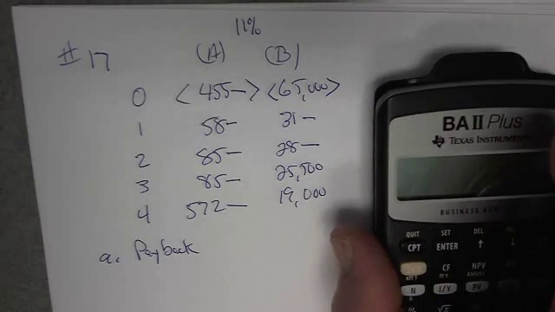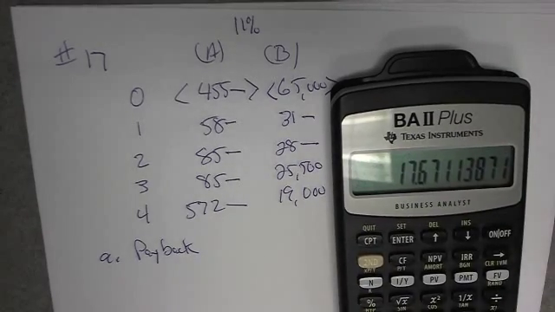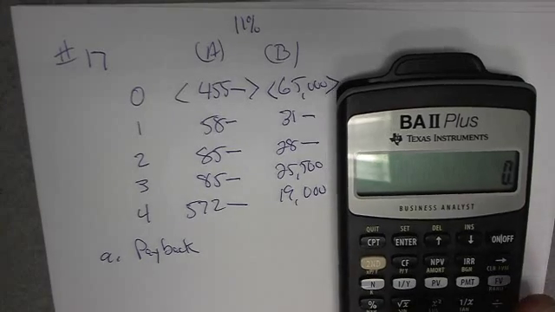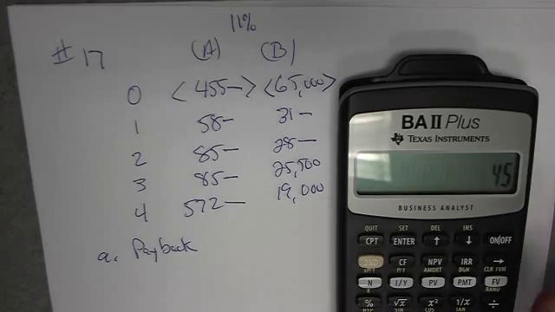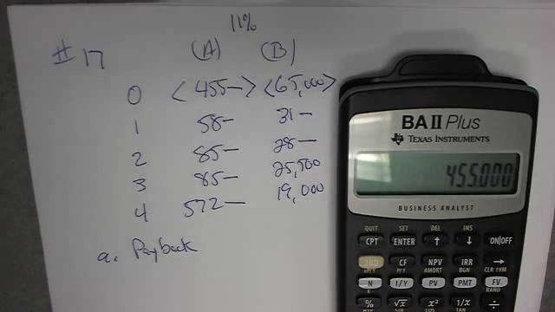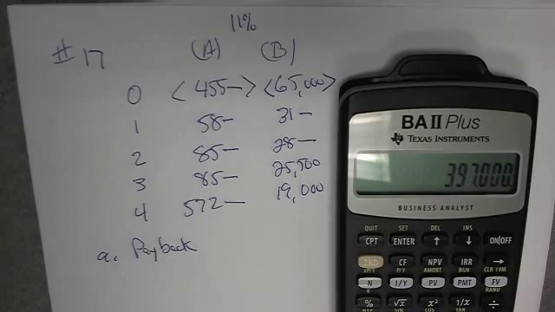So I'm going to do this fairly quickly using my calculator here. You see my trusty calculator. In the first case, we've got $455,000 initial investment, and we want to know how long it would take to pay it back. If we subtract out the first year's cash flows, $58,000, we see that we've still got $397,000 to pay. So we subtract out the $85,000, and we still have $312,000 left to pay. So we subtract out the next $85,000, and we still got $227,000.